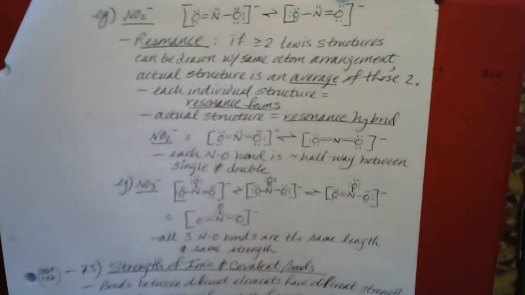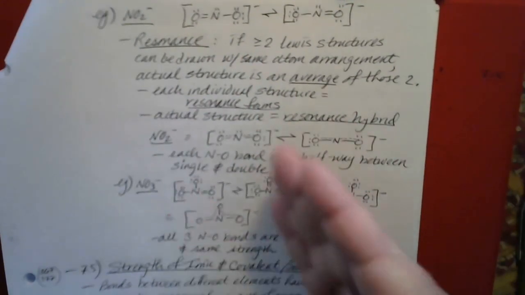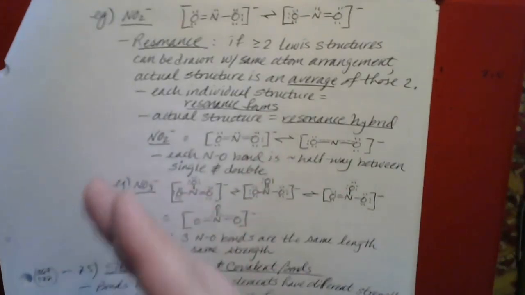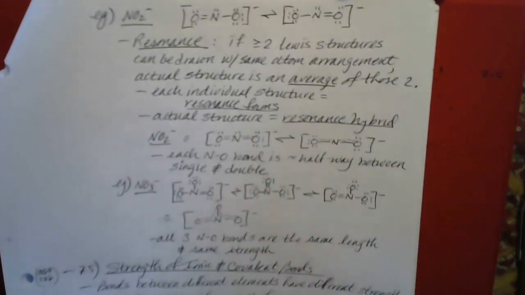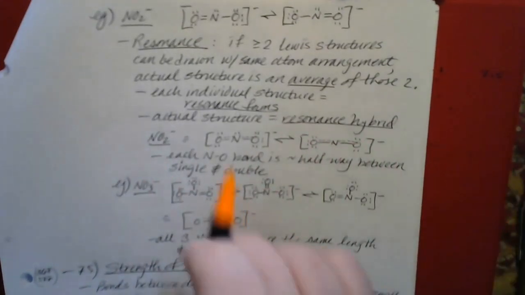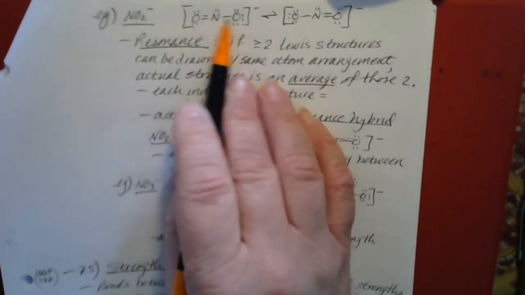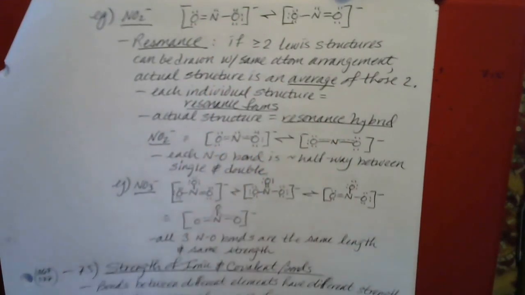Generally, triple bonds are shorter than double bonds, which are shorter than single bonds. And also triple bonds are stronger than double bonds, and double bonds are stronger than single bonds. So this bond here should be shorter and stronger than this bond here. That's actually not the case.